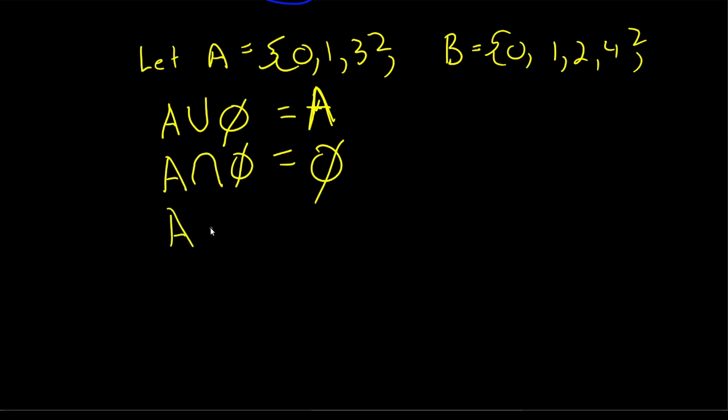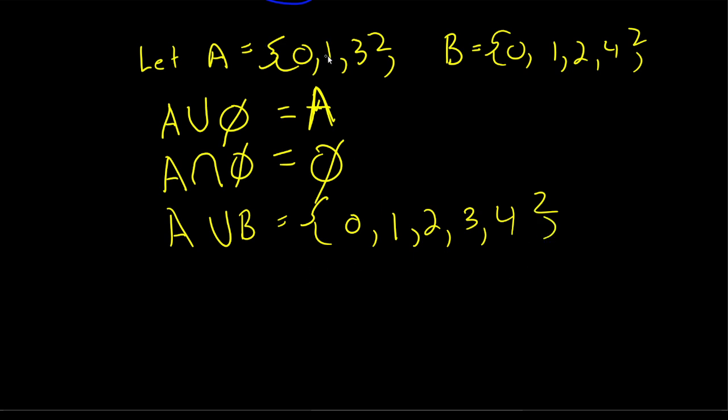If I take A union B, I need everything in A and B. So I'm going to get 0, 1, 2, 3, 4. Notice I don't repeat elements. There's a 1 in A and a 1 in B. We're going to say that element 1 is in both of them. Now if I take A intersection B, well, they both have 0 and 1. And so that's what's shared between the two.